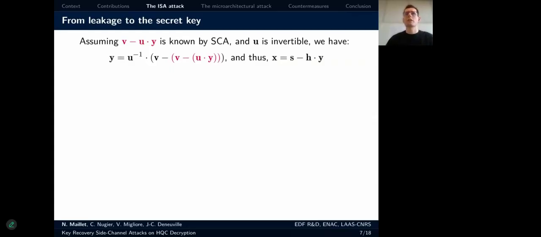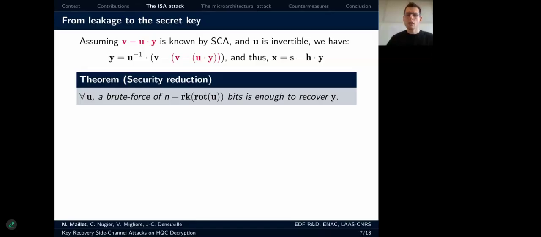To show that it's a sensitive value, we can start with assuming that v minus uy is known, so it could be known by side channel, and let u be invertible. Then it is easy to see that we can fully recover y and x, which are both part of the secret key of Alice. Then we made some security reduction. So for all u, it does not need to be invertible.